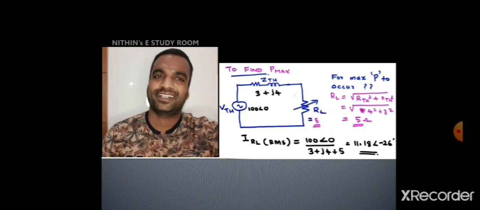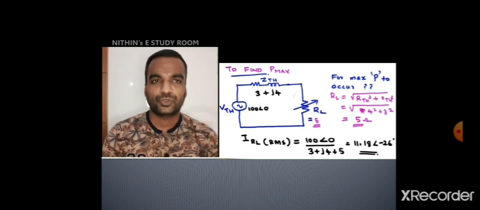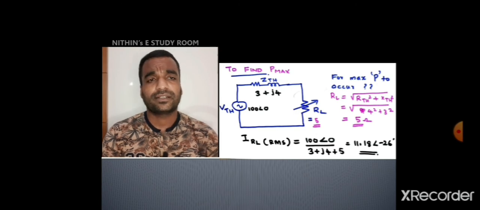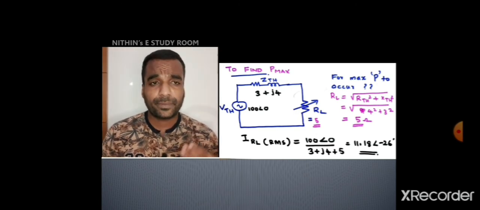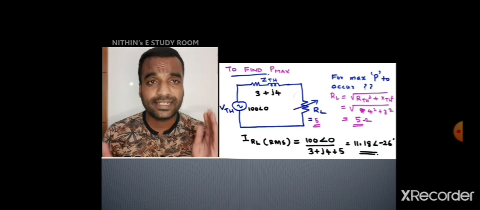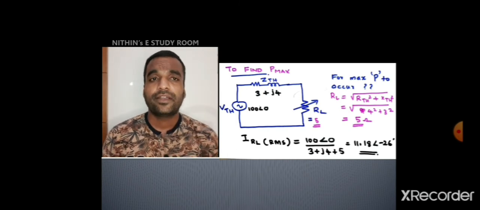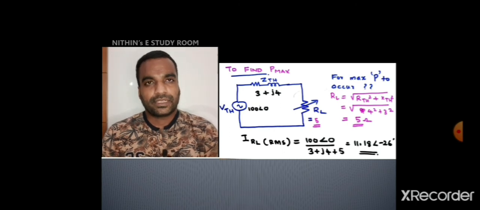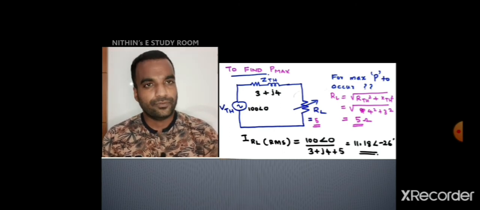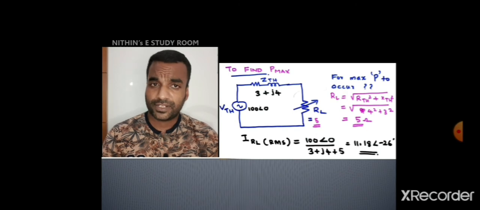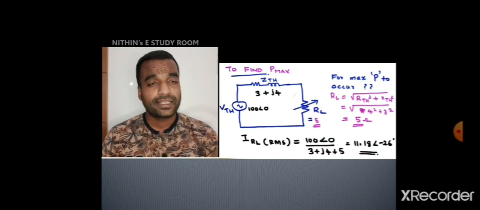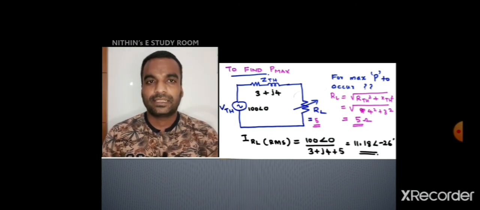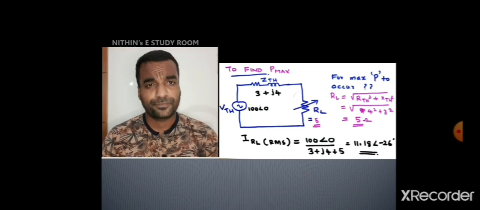Now find the current passing through the source. I always recommend you to clearly check whether it is RMS or not. What is RMS value? Suppose in our home we are getting 230 volt. Is it RMS value or average value or maximum value? That is RMS value. The generally specified magnitude of AC is RMS value.